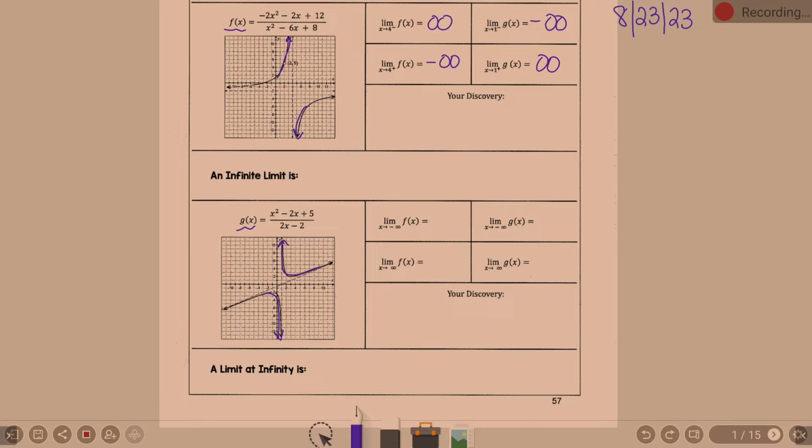Okay, so what I have written in for the discovery part: a vertical asymptote occurs if one-sided limits are unbounded. Unbounded means going to infinity or negative infinity. And in all honesty, if they're both going to positive infinity or both going to negative infinity, that's still a vertical asymptote. So one-sided limits, which is what we just did here, we didn't look at both. And they are unbounded, meaning going to infinity. So, what did I just say? A vertical asymptote occurs if one-sided limits are unbounded.